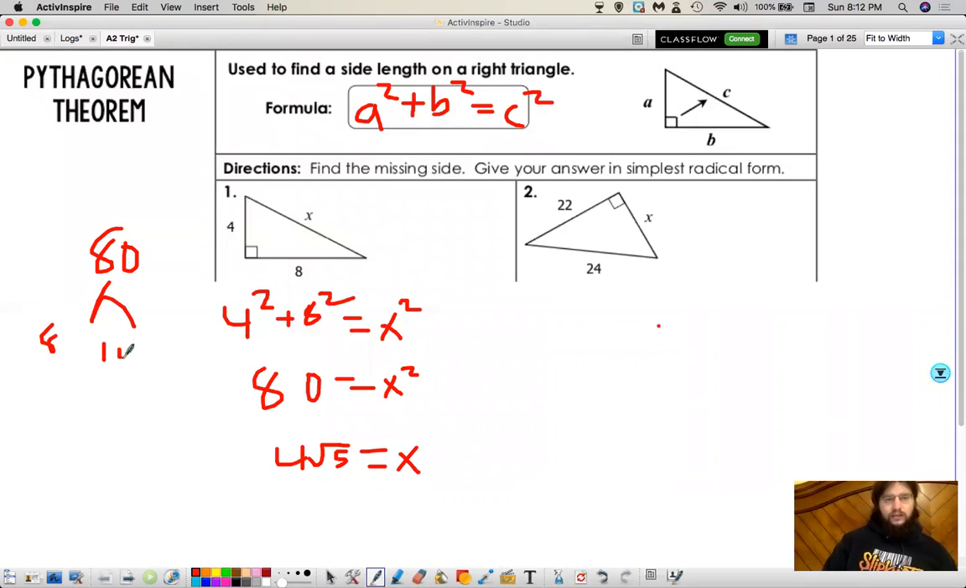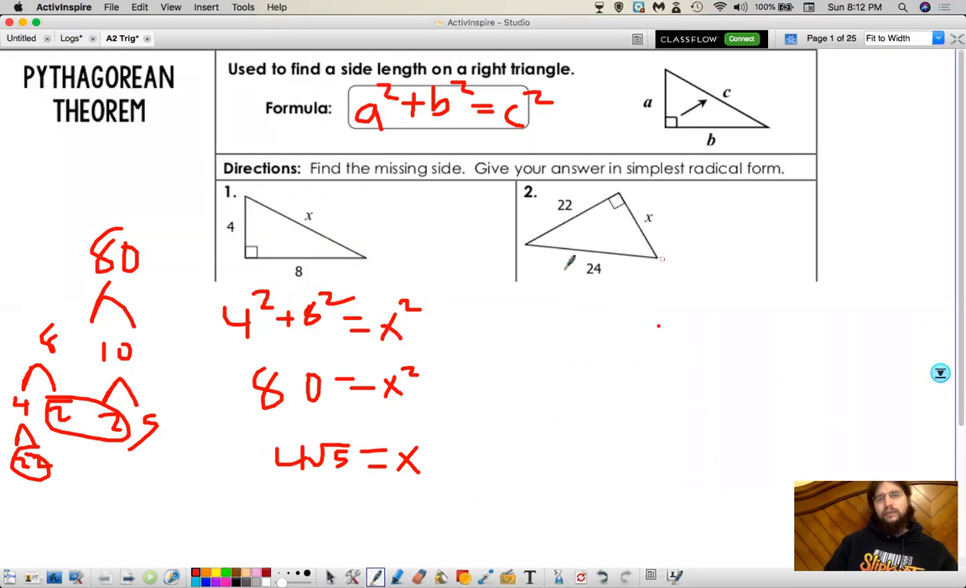8 and 10, 4 and 2, 2 and 5, 2 and 2. We've got two pairs of 2's here. 2 times 2 is 4. 5 is all by itself on the inside. So you are expected to simplify your answers. Calculator should do it for you if you have the right one.